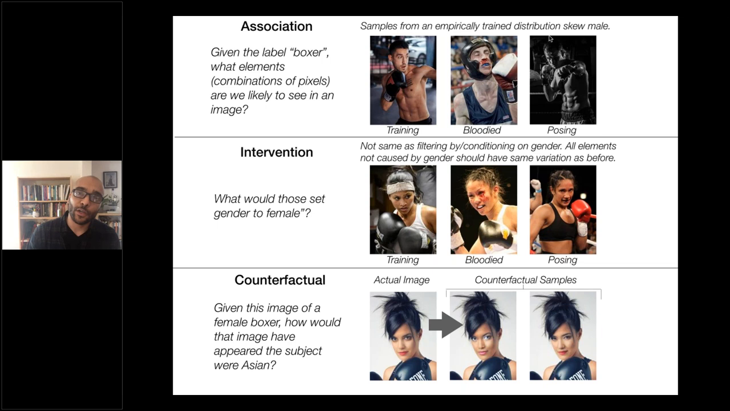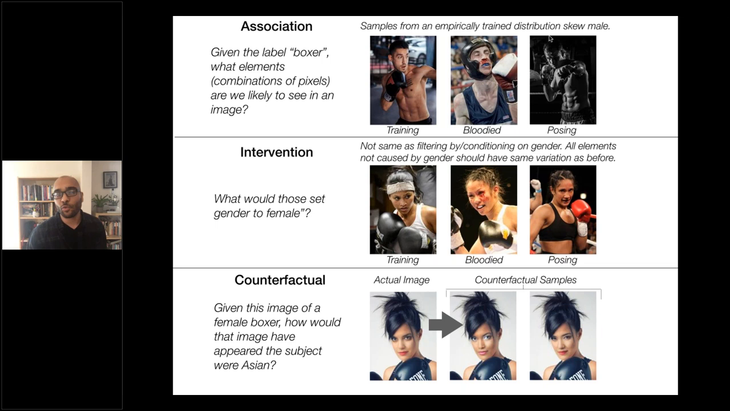If I were to get some training data and get images with the label boxer, and say I condition on the label being boxer, and I want to say, okay, what elements of the image, in terms of high level combinations of pixels, are we likely to see? I could sample from this conditional distribution, and I'd see pictures like this guy training, this other guy getting hit in the face, this other guy posing for the camera.